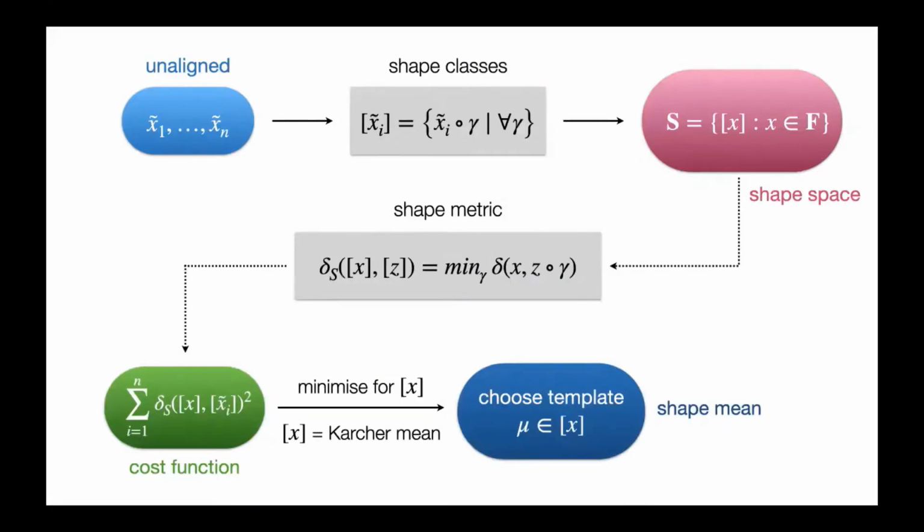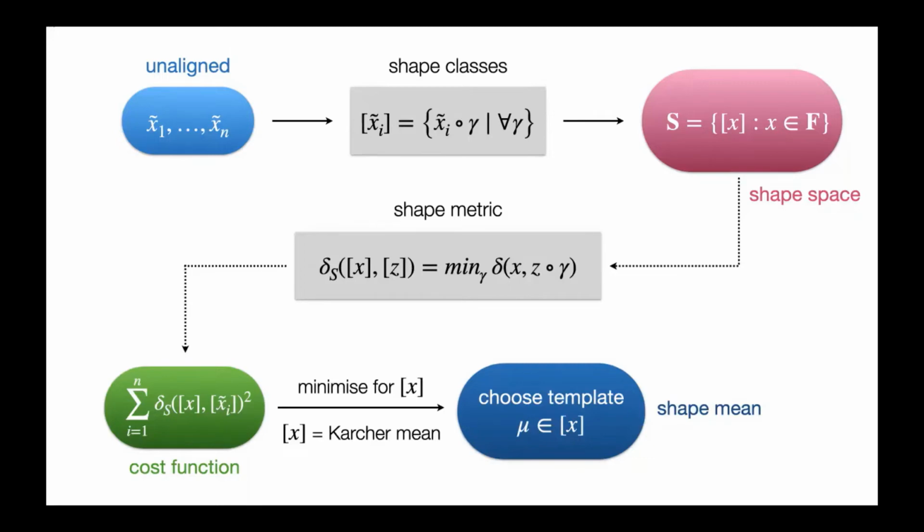So this is the overall framework that elastic registration uses to compute this shape mean. We start in the top left with our unaligned functions, and we consider their shape classes, which is again just the set of all warped versions of themselves. We then work in the shape space, which is the set of all shape classes. And using the Fisher-Rao metric, we define a shape metric between shape classes, which is just defined to be the minimum pairwise distances between members of those two sets.